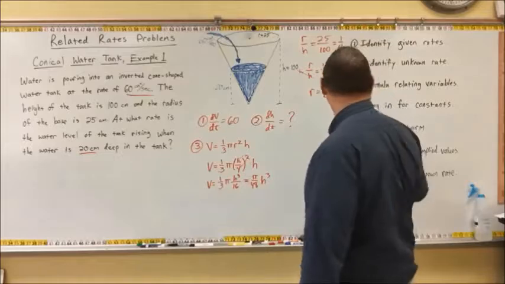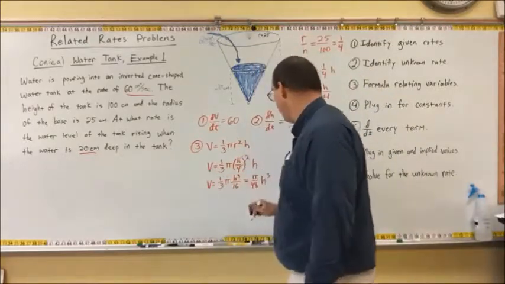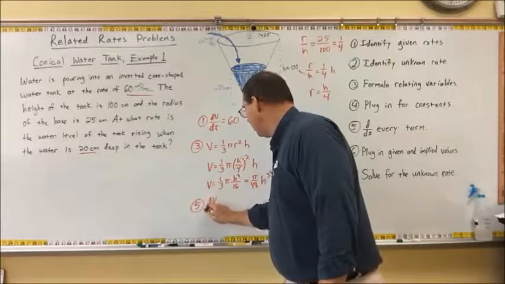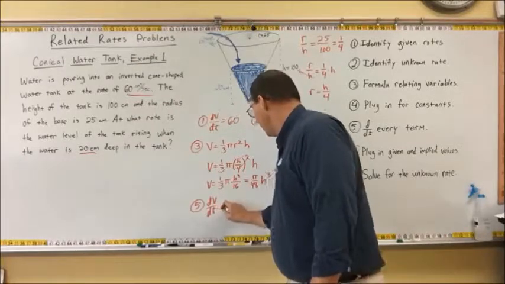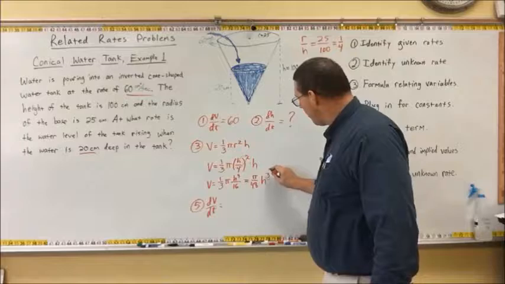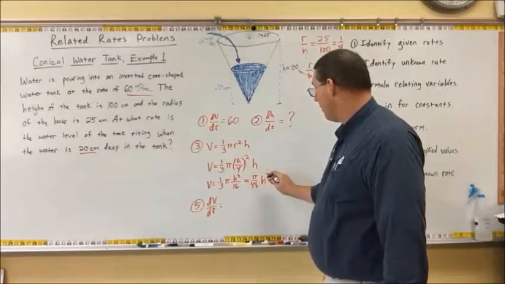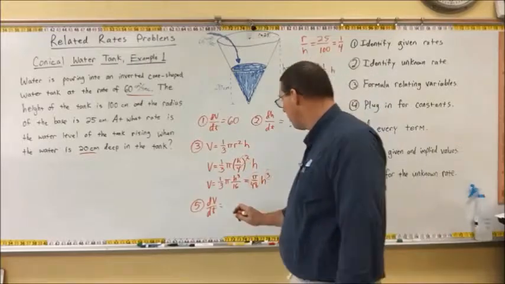Now I can do step 5. I can do the derivative of this. In step 5, the derivative, dV/dt, is equal to, I'm going to multiply this 3 times pi over 48, because I'm doing a derivative, this times this, and then reduce the power by 1.